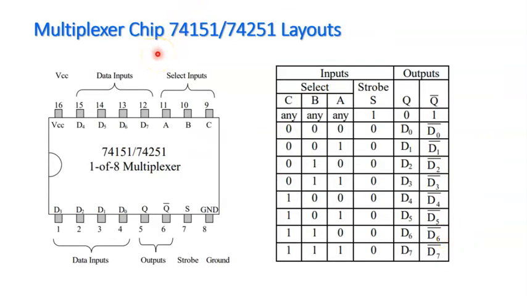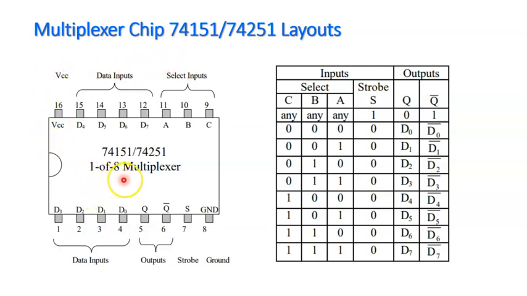Today we'll try to implement this full adder using the 1 of 8 or 8 to 1 multiplexer. That means there are 8 inputs and a single output. Now which IC are we using? Either 74151 or 74251.